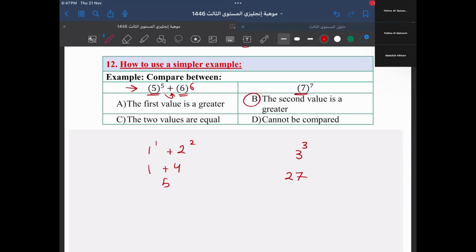Excellent. So even if I don't know the exact value of these numbers, I know that if 3 here is bigger than the other two, then this value would be greater, because I tried it on simpler numbers. Okay, so this is a way of solving the questions. If you have a very big number, you can use simpler ones and then apply what you did on the question. Clear?